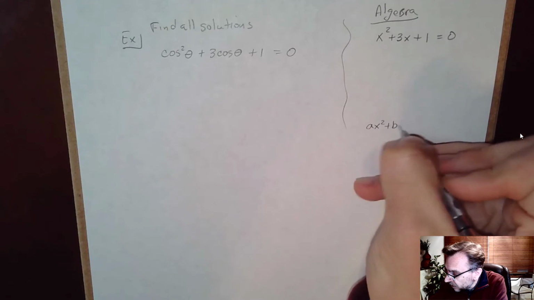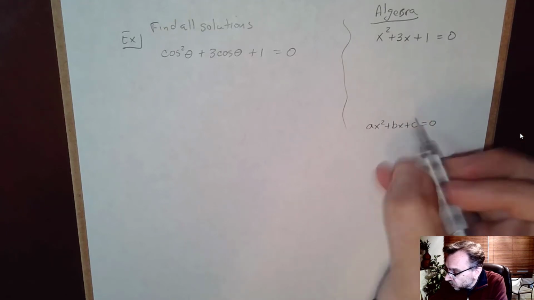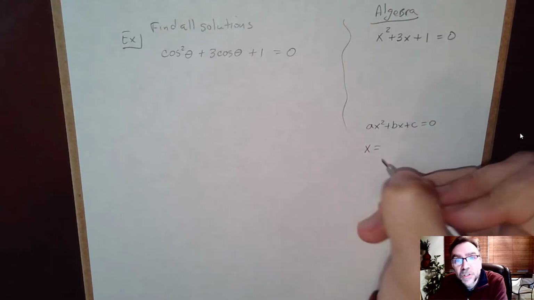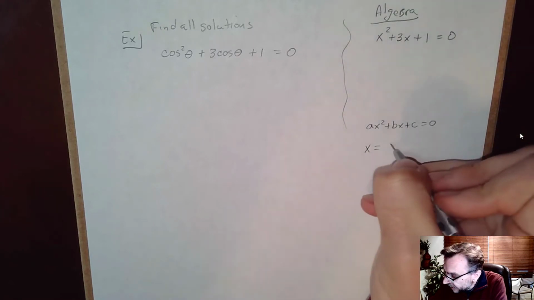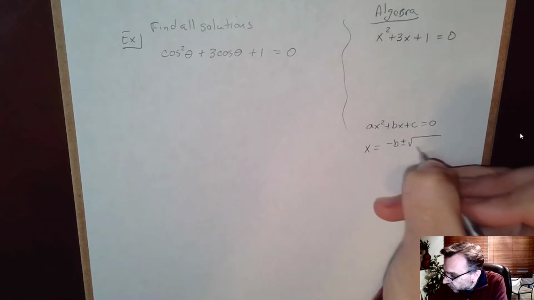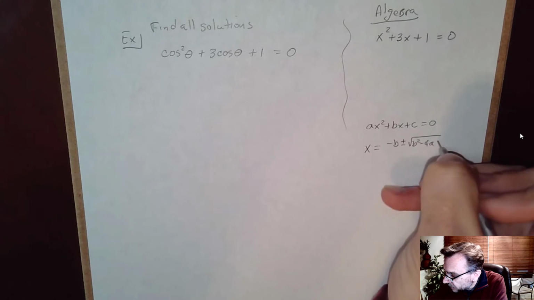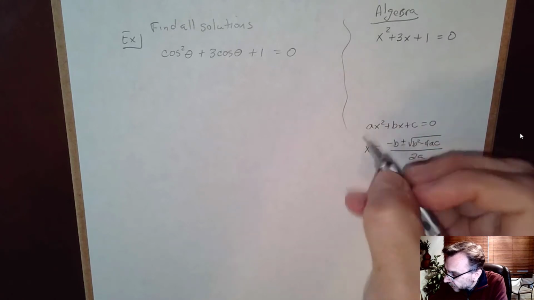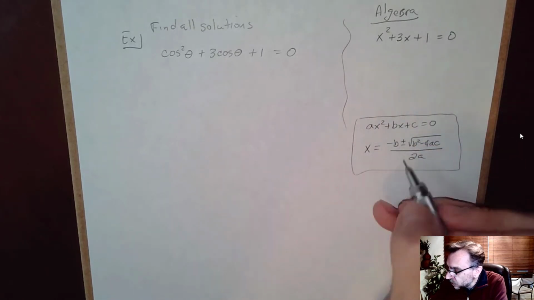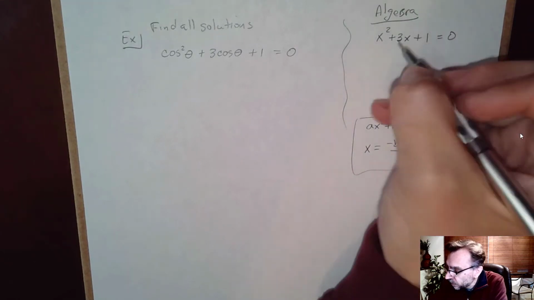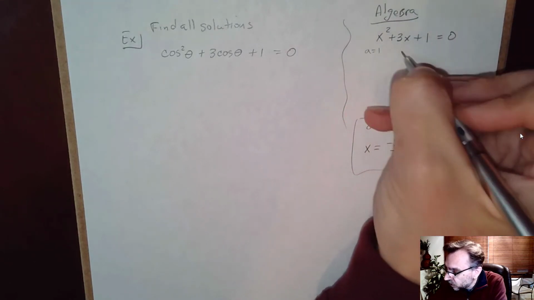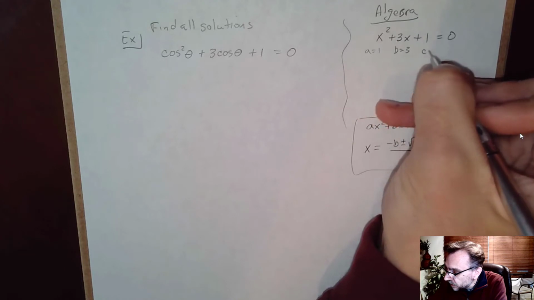Ax squared plus bx plus c equals 0 is a quadratic. It has two solutions given by the quadratic formula: negative b plus or minus square root of b squared minus 4ac, all over 2a, right? And so there's the two solutions you get using the quadratic formula. In algebra here, you could see a is 1, b is 3, c is 1.